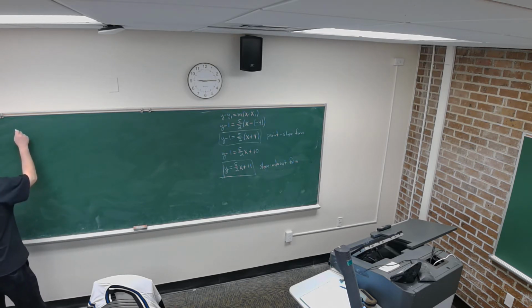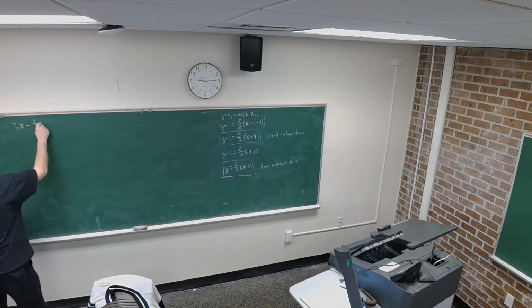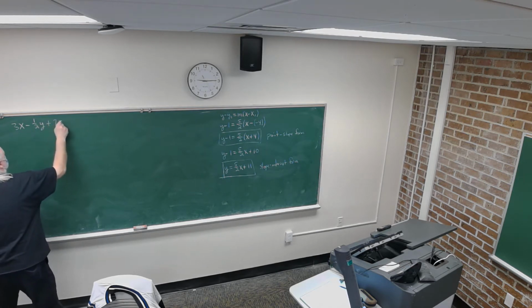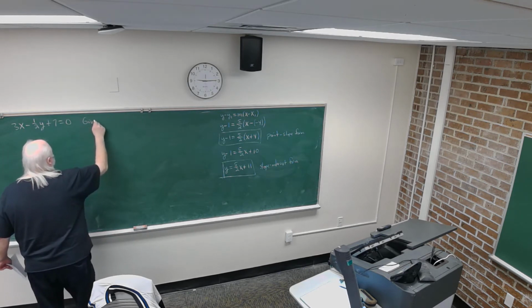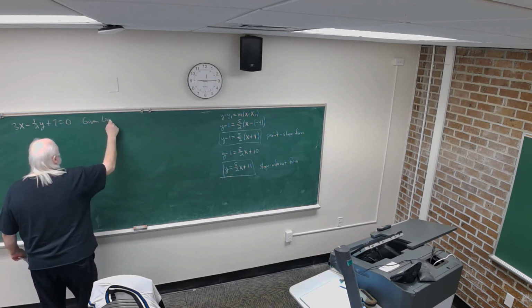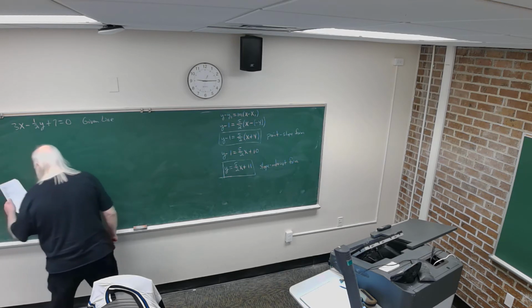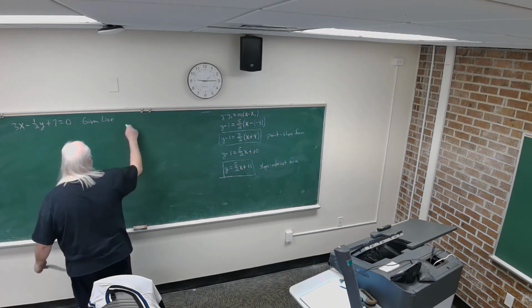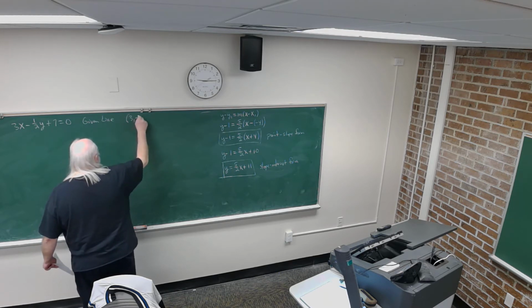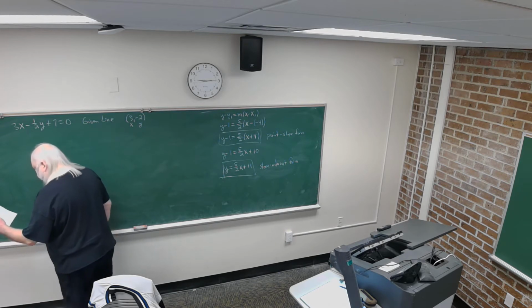So the given line is 3x minus 1/2 y plus 7 is equal to 0. Right? That's the given line. And the line that's perpendicular to it passes through the point (3, -2). 3 is the x coordinate, -2 is the y coordinate.